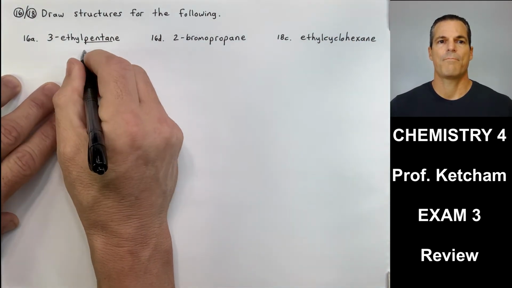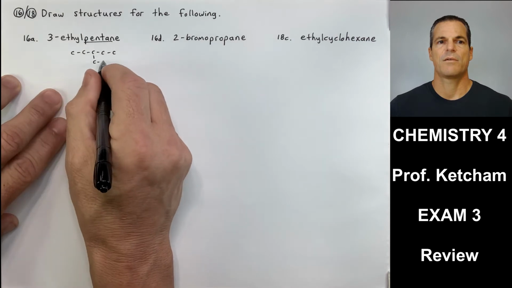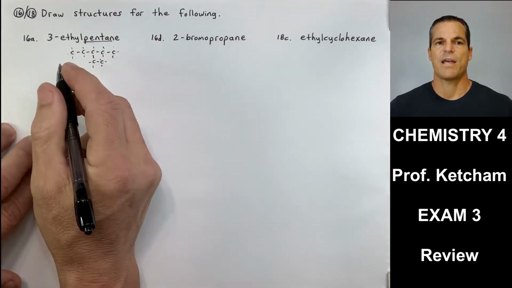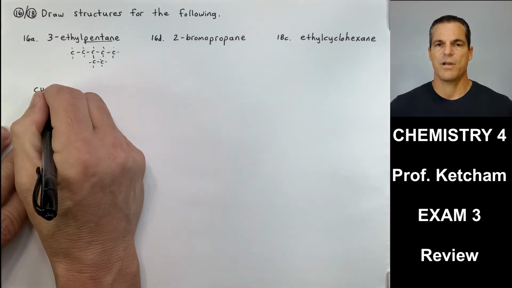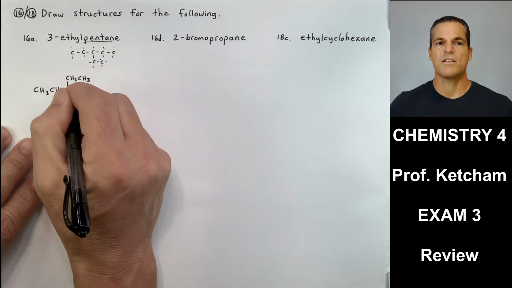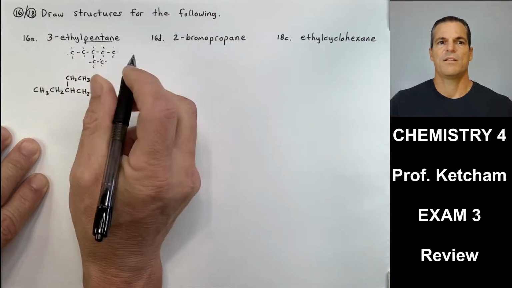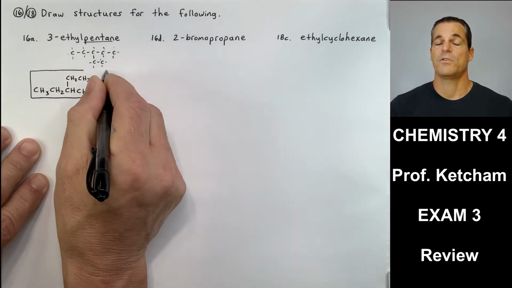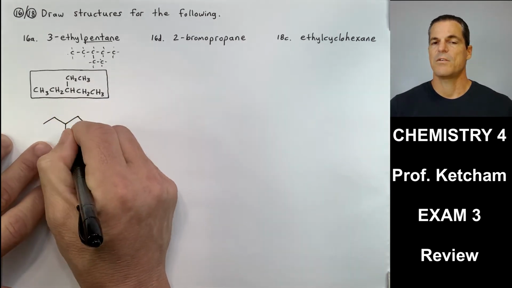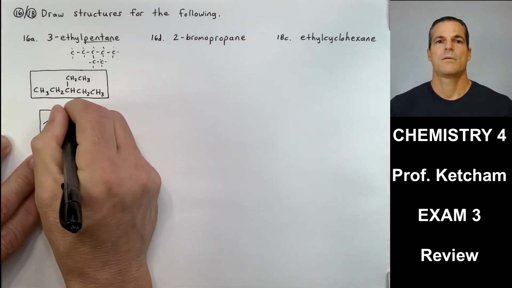Pentane. So let's just draw a bare bones pentane with a bare bones ethyl branch. Now I can't put a box around that and call it finished. You have to put your H's in. So CH3, CH2, CH with an ethyl group, and then CH2, CH3. Now if I were to do that in the line angle formula, this would be my answer. So either one of these is acceptable.